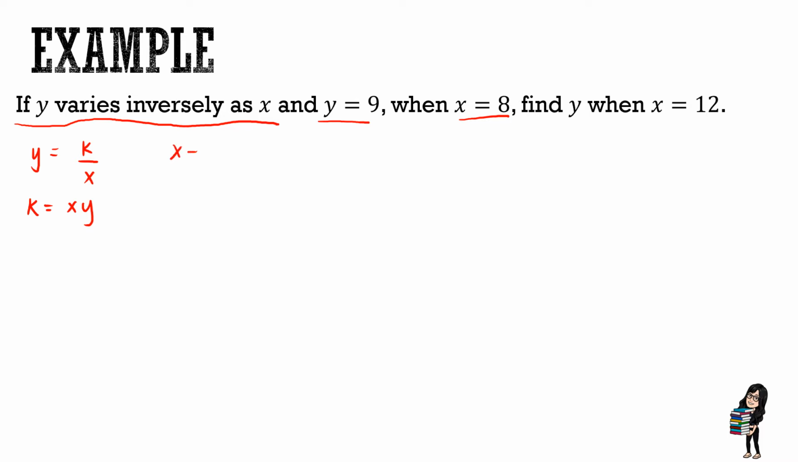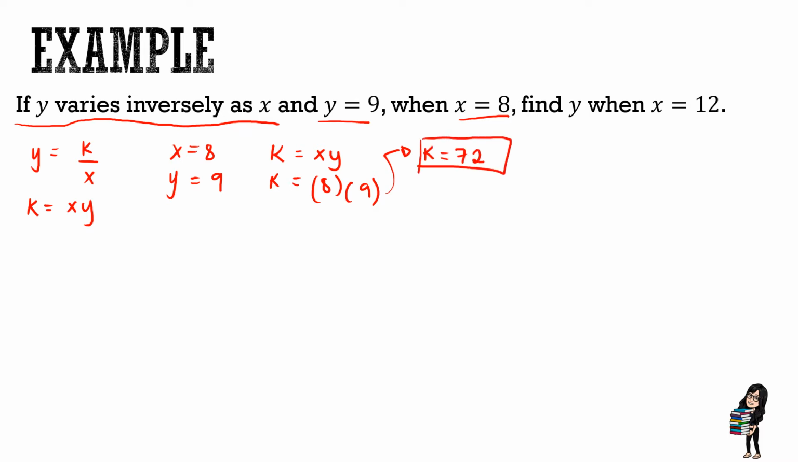Therefore, the value of x is 8 and the value of y is 9. Let's substitute to the given formula, which is k is equal to x times y. Substituting the given numbers will give us k is equal to 8 multiplied by 9. Multiplying 8 by 9 will give us a product of 72. 72 is the constant of variation.